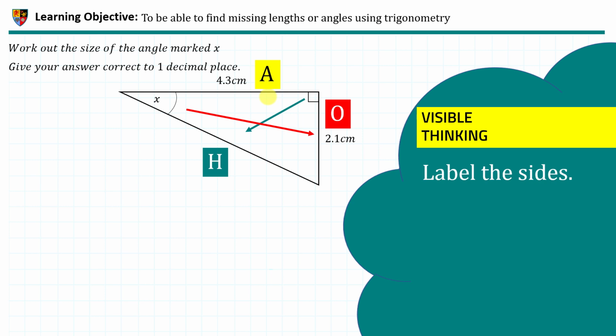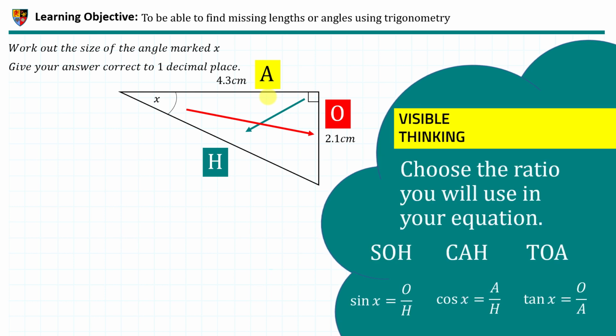Once you have your sides labeled up, then you've got to start thinking about what trig ratio can be used. Your options, just a quick recap: sine of the angle is opposite over adjacent. Cos of the angle is adjacent over hypotenuse, adjacent divided by hypotenuse. We've written it down there. And then tan of the angle is the opposite side divided by the adjacent side, opposite over adjacent.